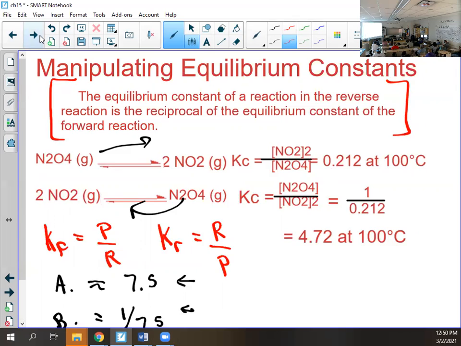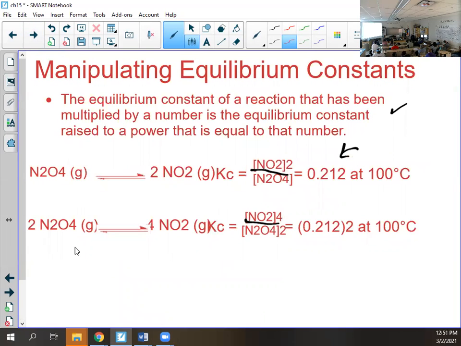The equilibrium constant of a reaction that has been multiplied by a number is the equilibrium constant raised to a power that is equal to that number. This one's less common. If we doubled all of this, then we square the equilibrium constant. We do that because all of the exponents we raise it to would now be doubled, but they're exponents, so that's really squaring them.